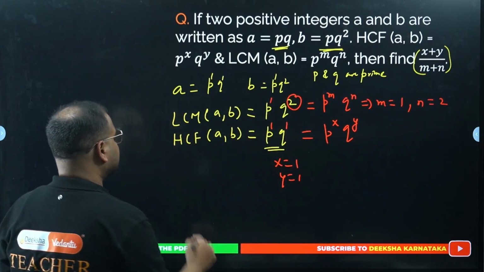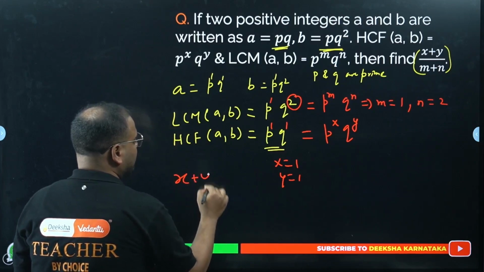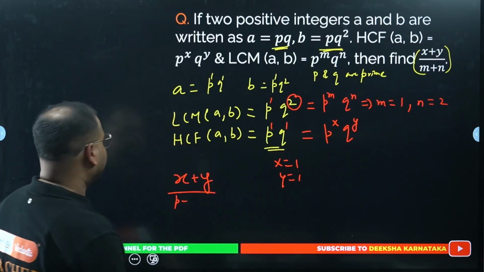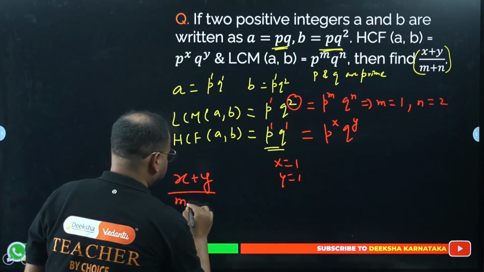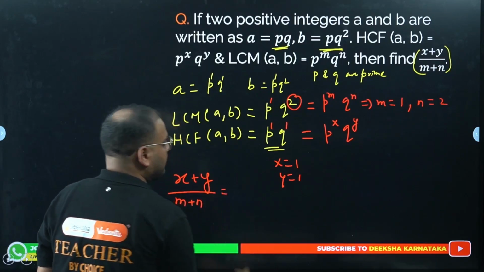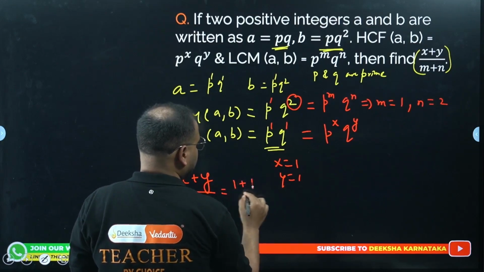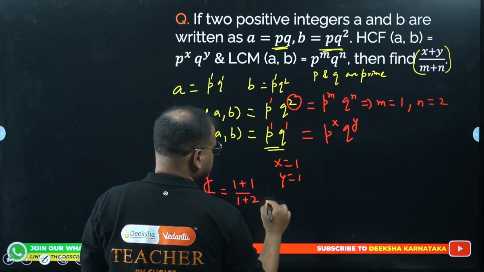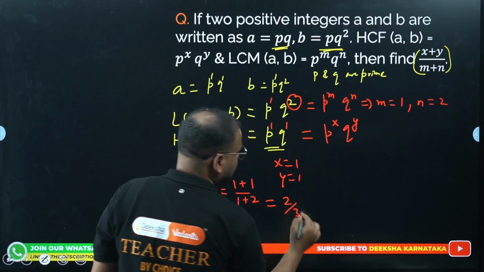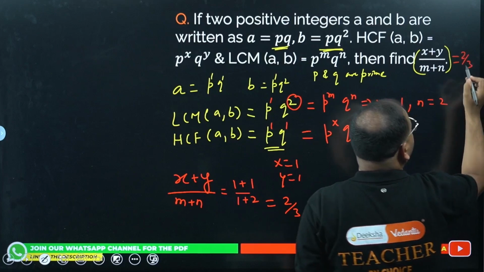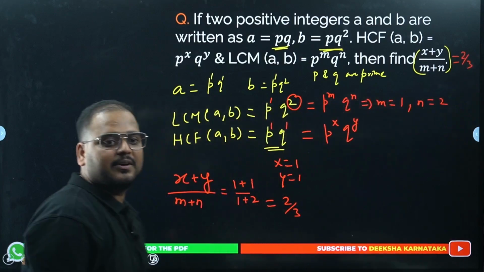Y is 1. What are they asking? X plus Y upon, sorry, not P, M plus N. My bad. M plus N. X plus Y is 1 plus 1 and this is 1 plus 2. Answer is 2 by 3. So what they were asking is equal to 2 by 3. I hope this is clear.